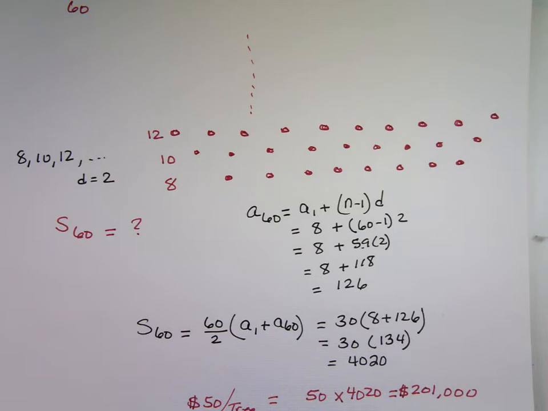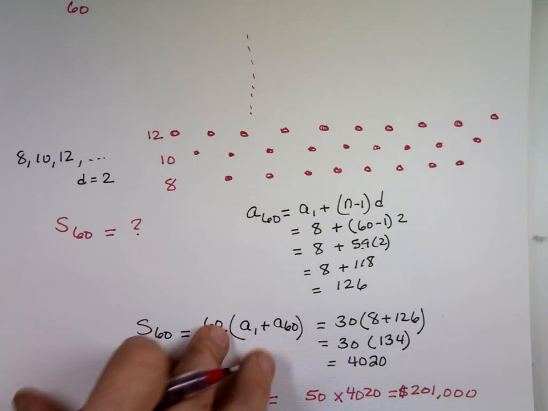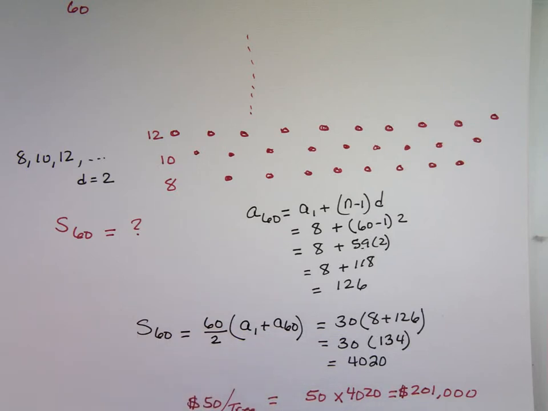Then you can't use that. The difference has to be the same. For this to be an arithmetic sequence, the next row has to always be, in this case, two more than the one before it.